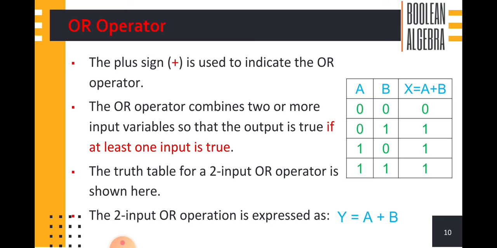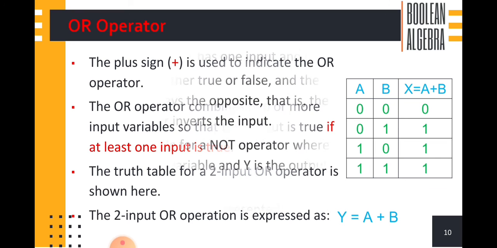For A plus B, when both the inputs are false, the output is also false. 0 plus 1 means one of the inputs is true, so the output is true. 1 means true, 0 means false. Again 1 plus 0, true plus false, we get the output true. 1 plus 1 is also true. Why is it true? What is the condition? If at least one input is true, we get the output true. At least any one being true means the output is true. So this is the description of the OR operator.